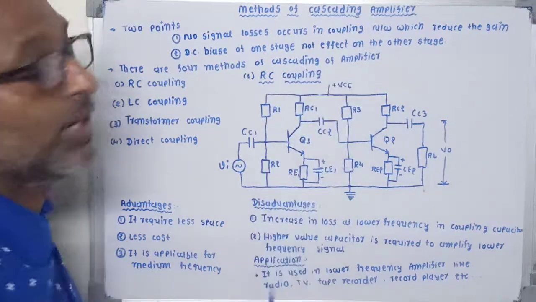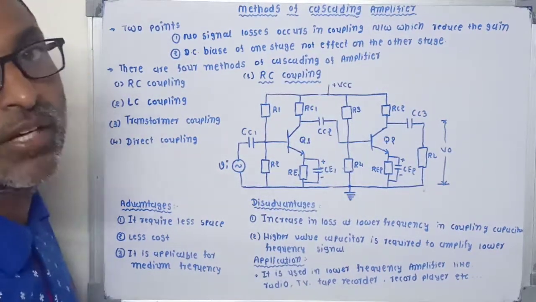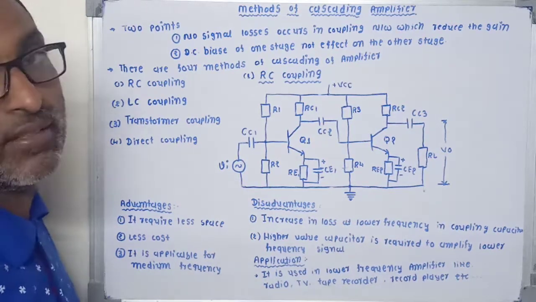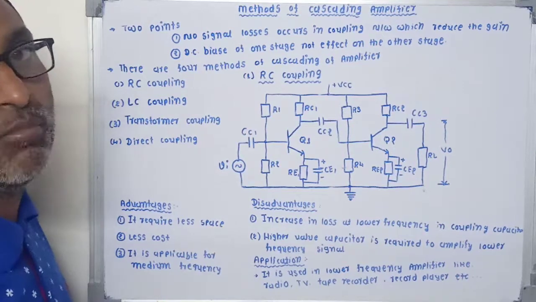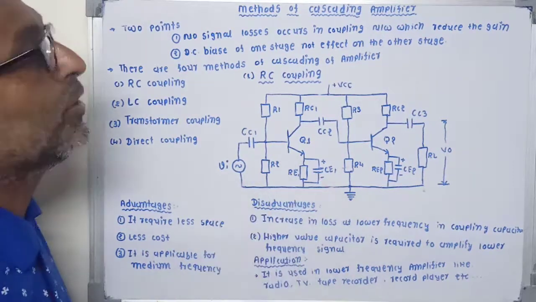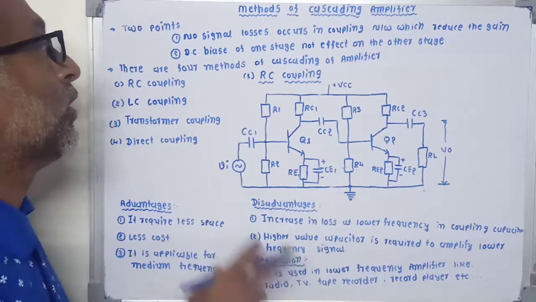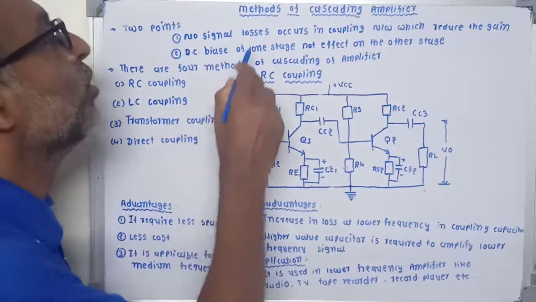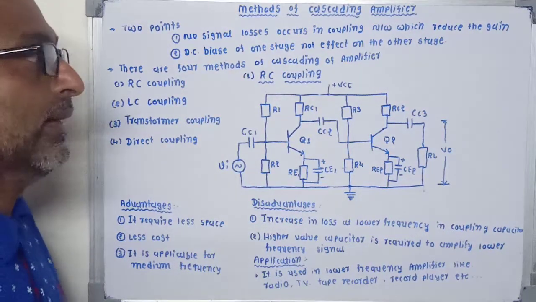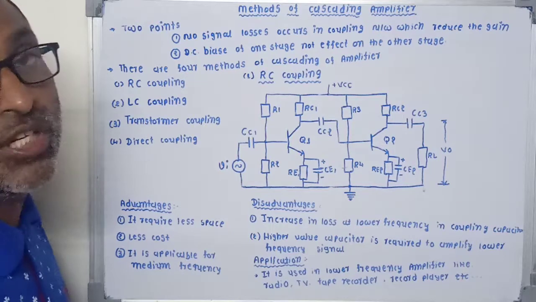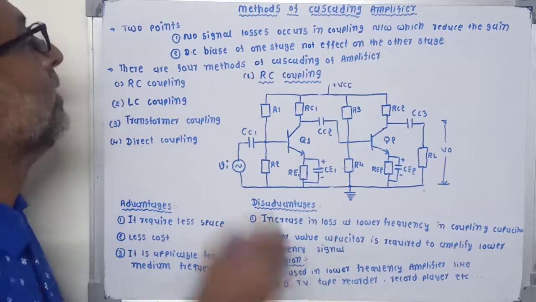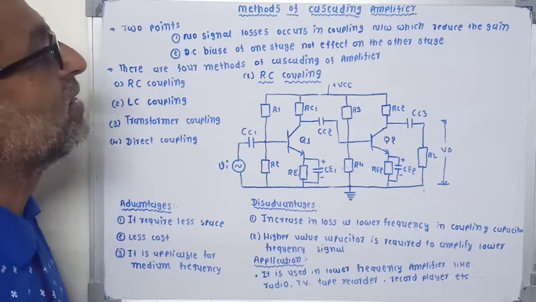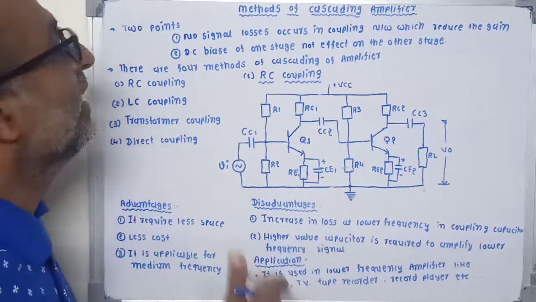Methods of cascading amplifier. In cascading amplifier, the output of one stage is connected to the input of the next stage. So in such type of connections, coupling networks are required. Now, there are 2 points to be considered while cascading the amplifier. First, no signal losses occur in the coupling network, otherwise it will reduce the total gain of the amplifier. Second, the DC bias of one stage does not affect the biasing of the second or next stage.